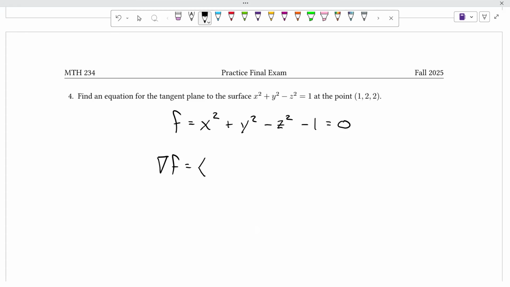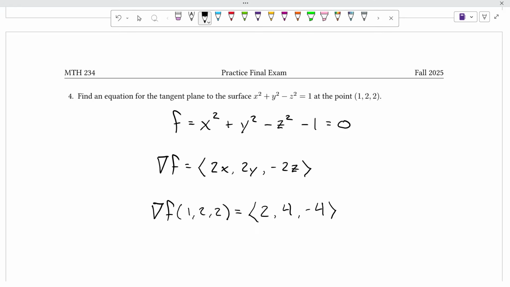So that's what I'm going to do. Gradient of f is 2x, 2y, negative 2z. And then I know the point I want to be tangent to. So I'll find the gradient at the point 1, 2, 2, which is going to be 2, 4, negative 4. And that is a normal vector to the surface.